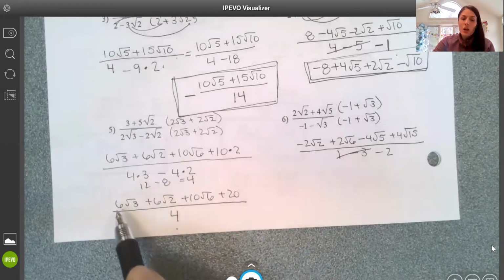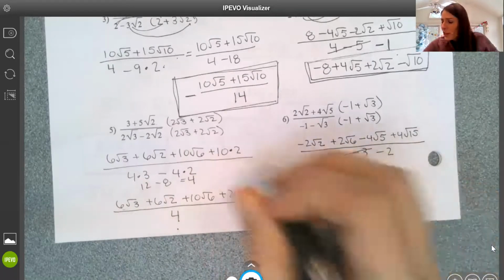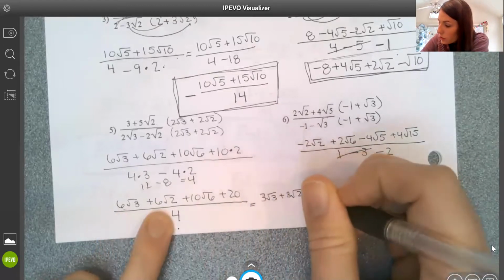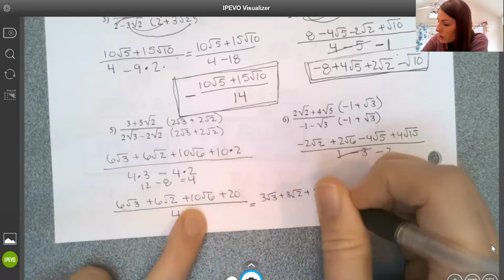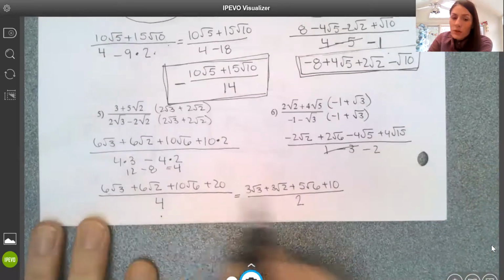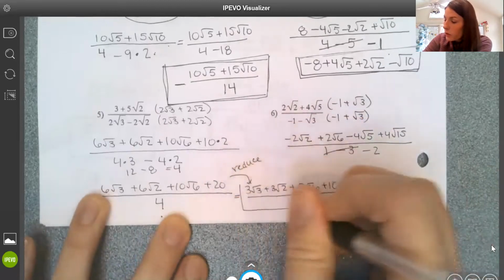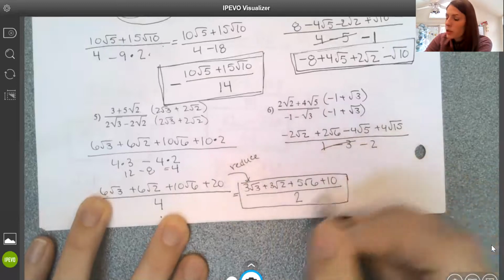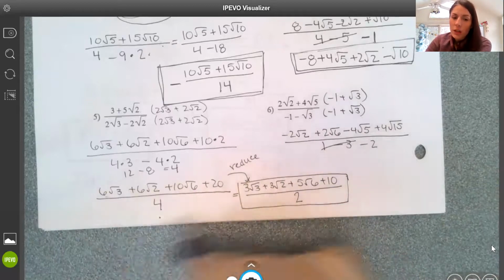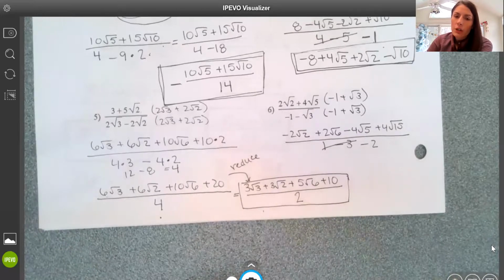Now on this one, because they're all divisible by 2, I can reduce this. So I can say 3 rad 3 plus 3 rad 2 plus 5 rad 6 plus 10 over 2. Because they're all divisible by 2, I can go through and reduce this to get here. Okay, and then I could have, I guess, broken it apart more and reduced that last one a little bit more, but this is good. Okay, so when everything can be divided by 2 or everything can be divided by 3, you should do that. I don't really care if you break it apart and reduce, but that we should notice.